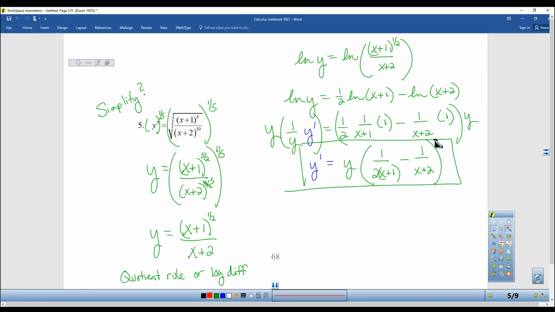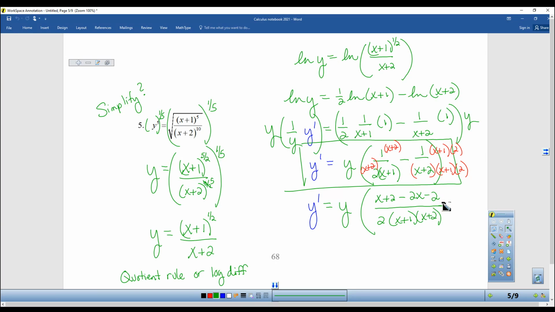So probably all they did was multiply this one on the top and the bottom by x plus 1 and by 2 to give it a common denominator, and multiply this one by the x plus 2 on the top and the bottom. And that would give you y prime is equal to y times, so now this numerator is going to be x plus 2 minus 2x minus 2. I'm distributing the negative and the 2 to the x plus 1 at the same time. Because we're in calculus, we have to be able to do a couple things in single steps.